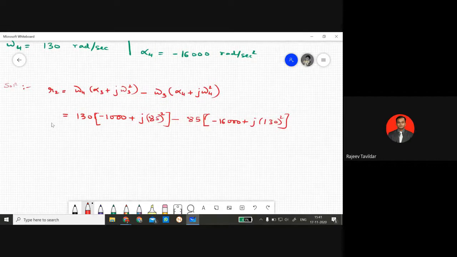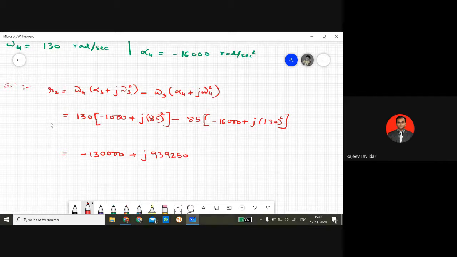Okay, so let me just open up these brackets. So I'll get 130 times 1000, which is 130,000, plus j into 85 square multiplied by 130. So I'm just writing the value. Let me know if it is correct. It comes out to be 939250. It is correct.